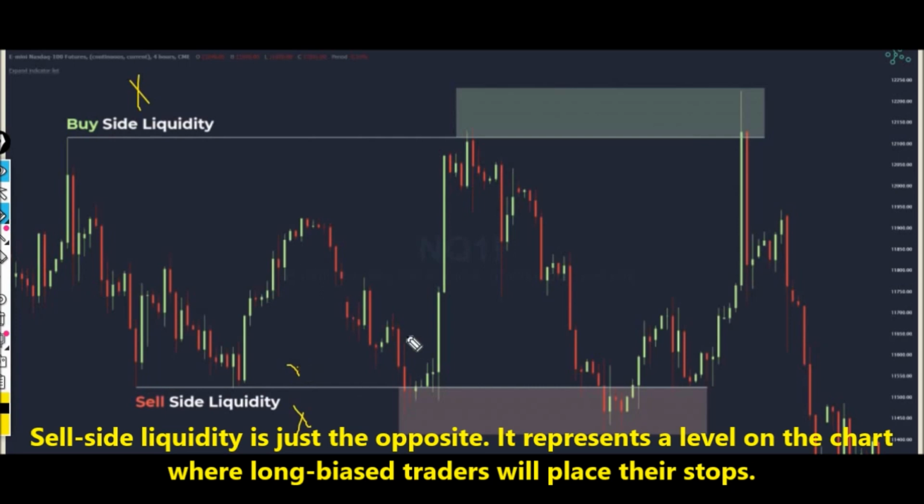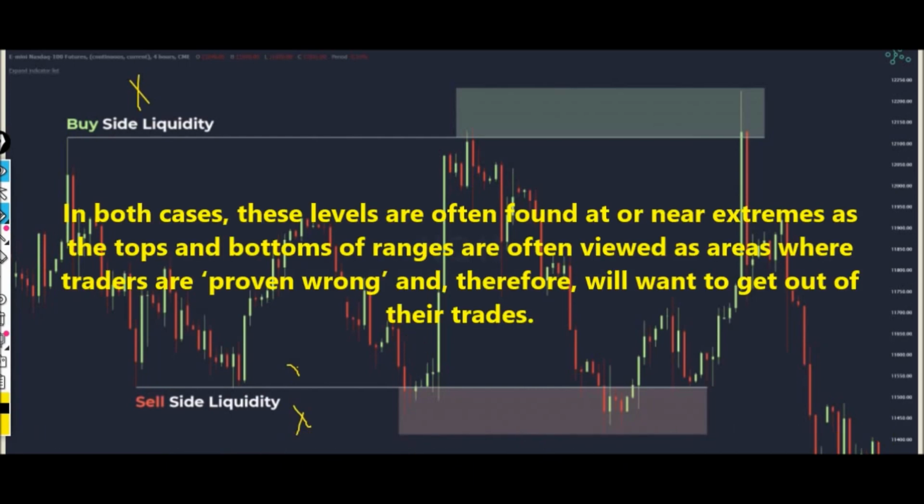In both cases, these levels are often found at or near extremes, at the tops and bottoms of ranges, and are often viewed as areas where traders are proven wrong and therefore will want to get out of their trades. So that's what you're really supposed to understand about the sell side and the buy side liquidity. So I know now you have an idea what it really entails.